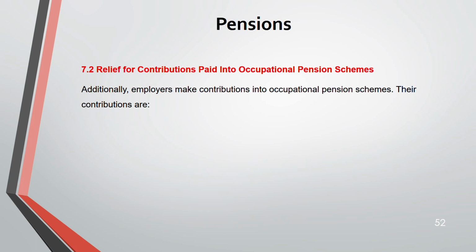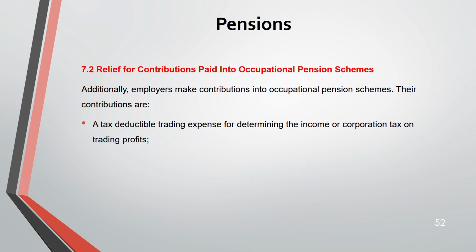Now, employers also can help employees by making contribution into that occupational pension scheme. What about the employer's contribution into that occupational pension scheme? If an employer is making a contribution into an occupational pension scheme, their contributions are a tax deductible trading expense. This is from the employer's point of view we are talking. So you can deduct this from the employer's income, or if it's a company, then corporation tax. Tax deductible trading expense for determining income, or corporation tax on trading profits.